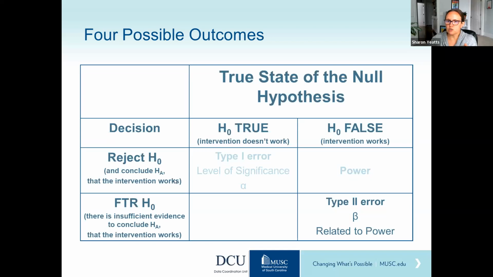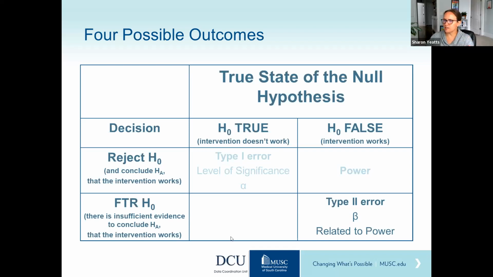And in the statistical framework, you can only make one of two decisions. You can either reject the null hypothesis or you can fail to reject the null hypothesis. The combination of these two truths and these two decisions leaves you with four possible outcomes, okay? Two of these are correct decisions and two of them are mistakes that we want to try to avoid, okay?